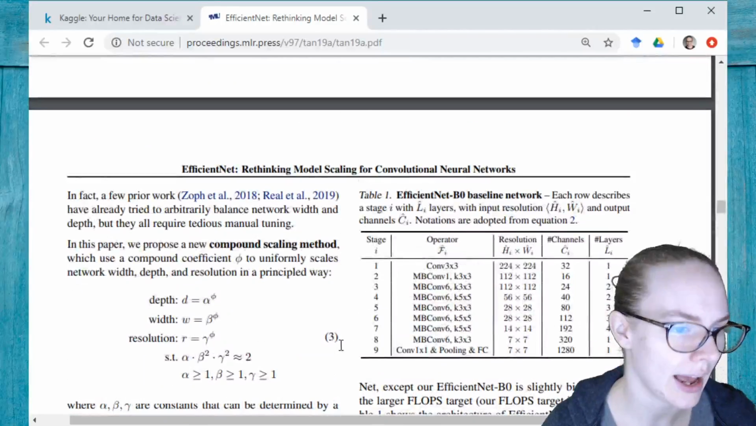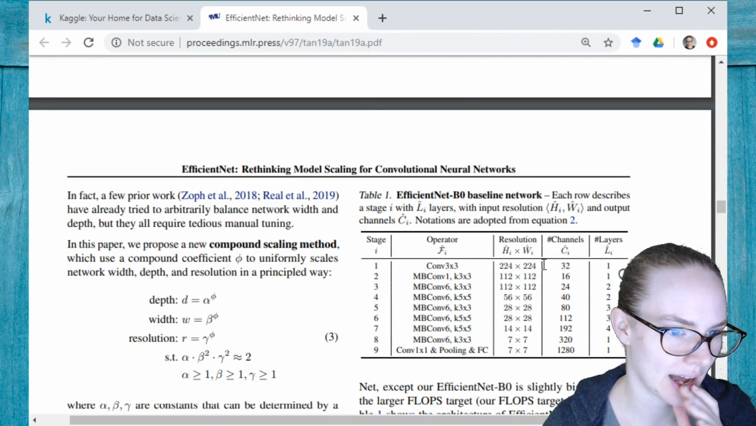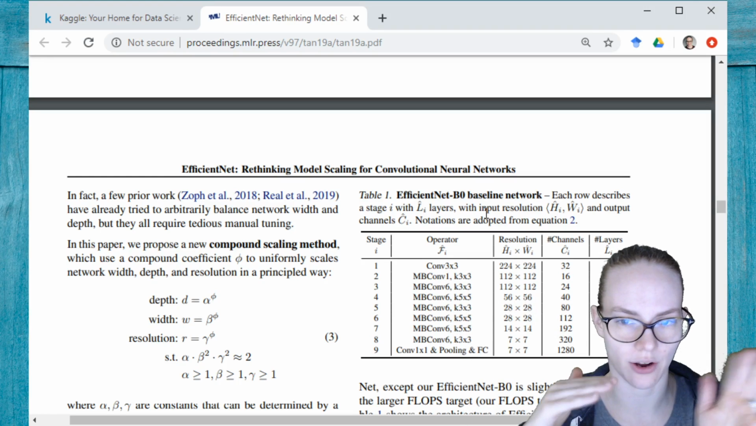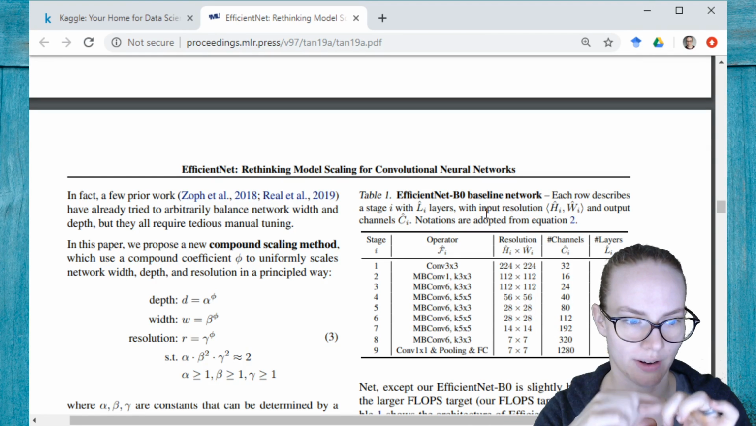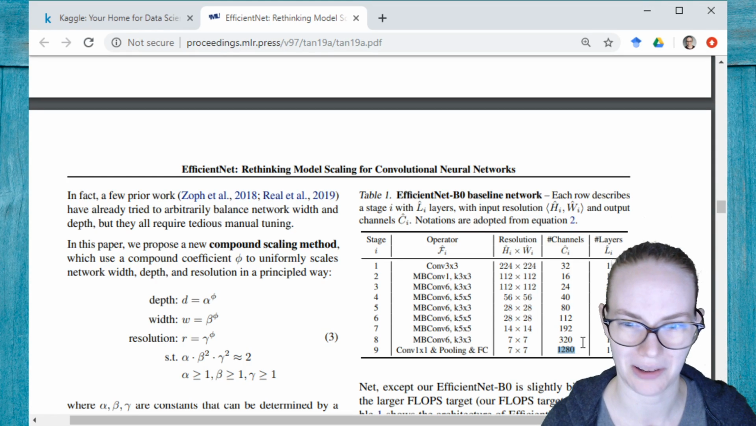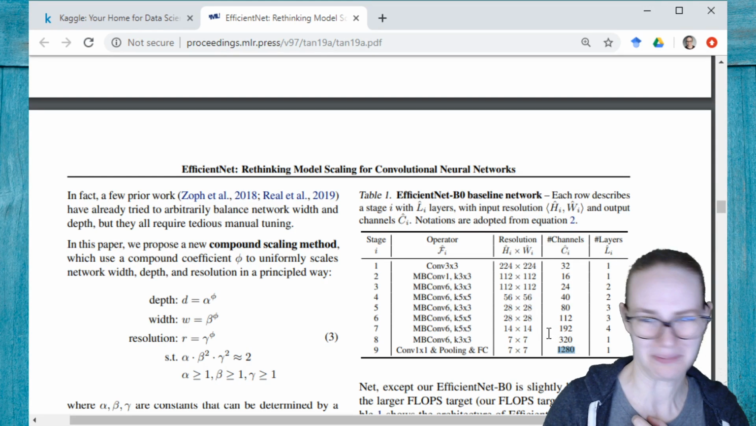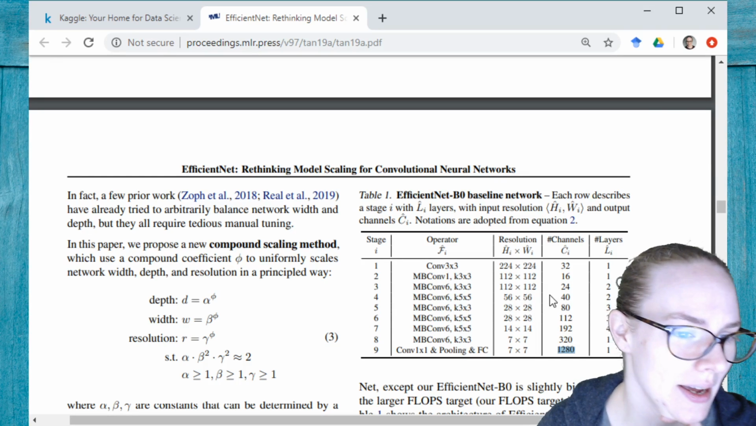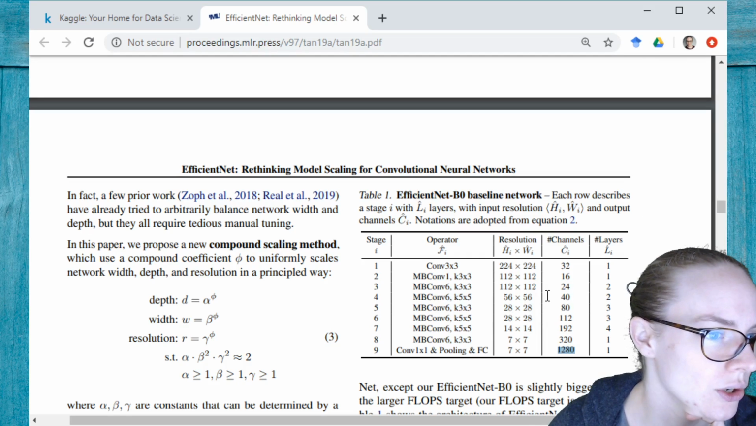And we start out with higher resolution, lower channels, and then as the network evolves, you go through stages, you get lower resolution, more channels. Presumably there are 1280 classes in the final classification problem? I don't know. I'm not that familiar with ImageNet. And the number of layers.